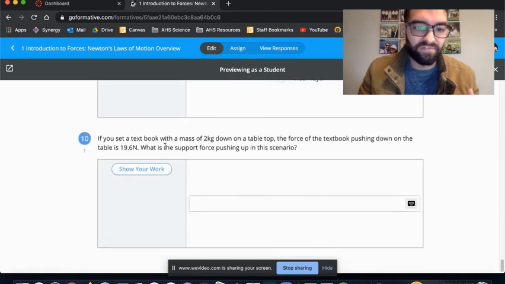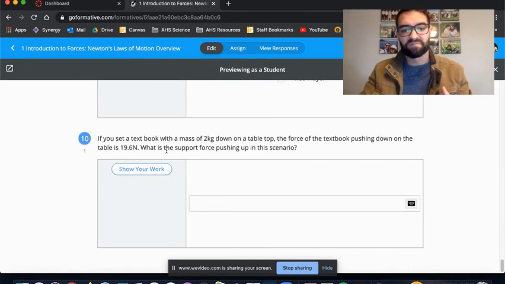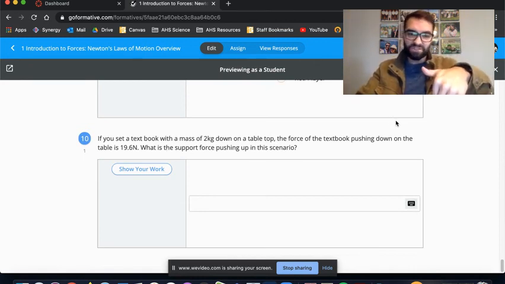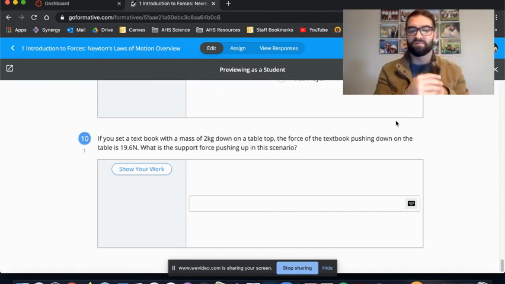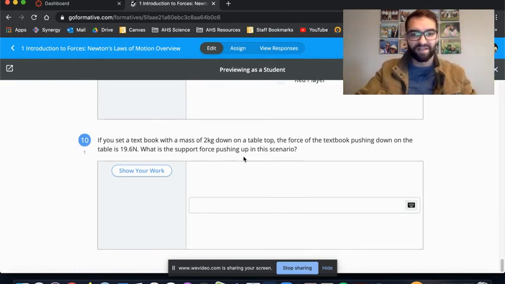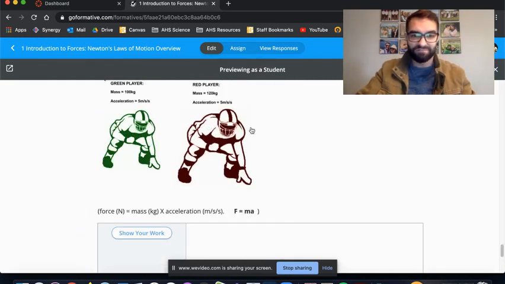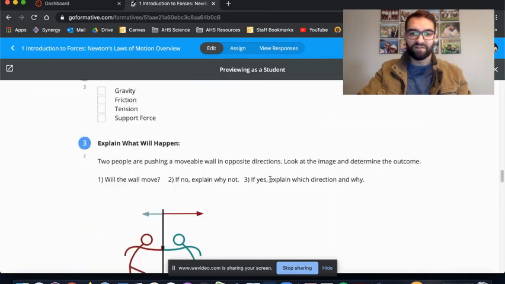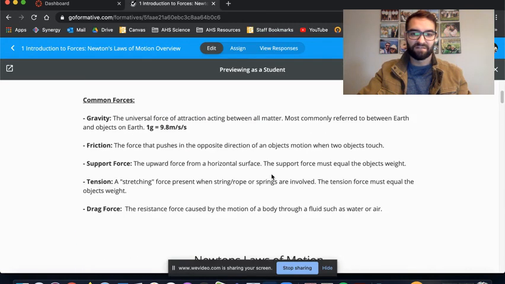And then this one: if you set a textbook with a mass of 2 kilograms down on a table, the force of the textbook pushing down is 19.6 newtons. What is the support force pushing up? Again, all of these are conceptual other than this one, which is just a basic multiplication problem. I'm really trying to figure out if you understand the information up here.